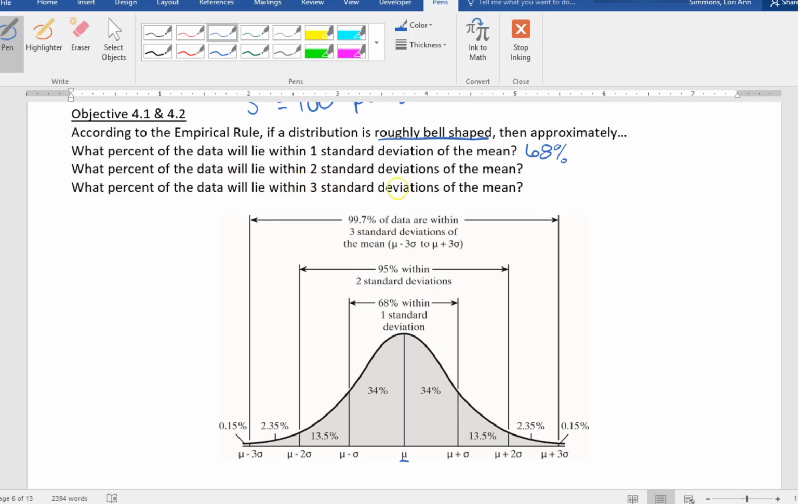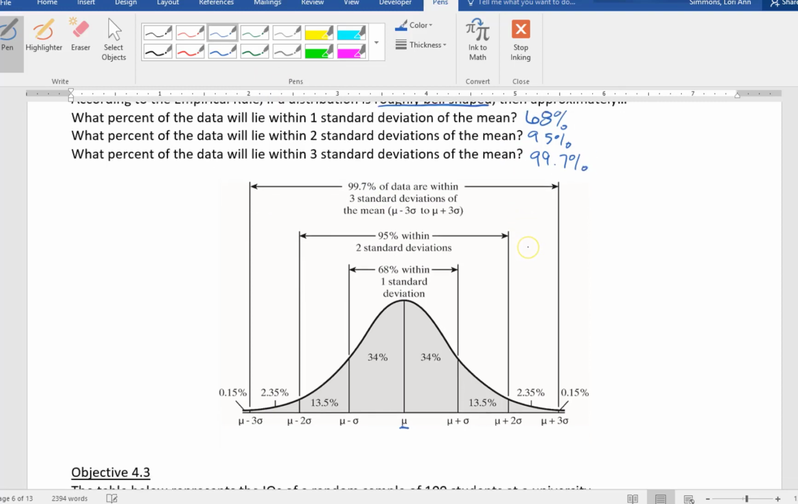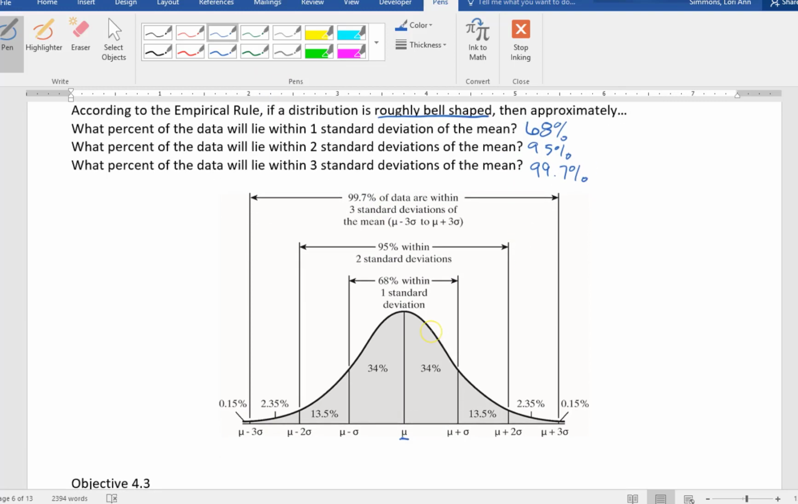What percent lies within 2 standard deviations? Now to your mean, you add 2 standard deviations and then subtract 2 standard deviations from your mean, and that range will give you 95% of the data. And then 3 will give you 99.7%. And always know that underneath this curve, it's always 100%.